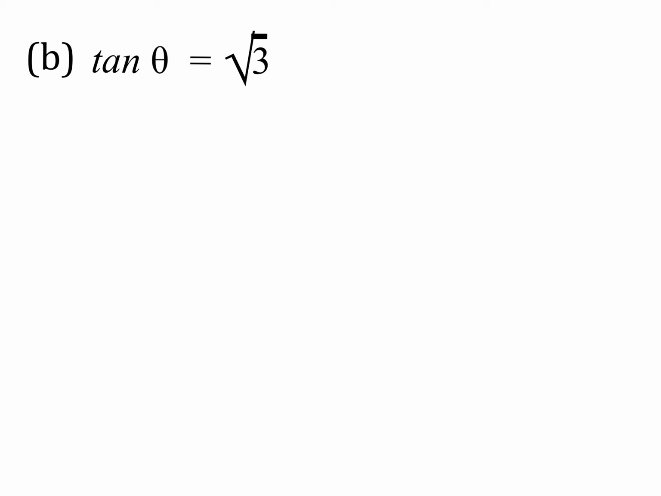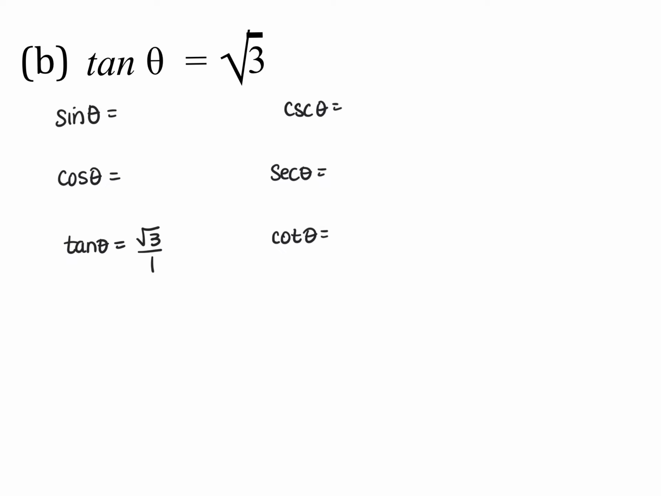Next up, let's try tangent of theta equals square root of 3. So once again, I'm going to write all 6 of my ratios down, and then we'll fill in what we know. What you're going to notice is that I initially write tangent not just as square root of 3, but as square root of 3 over 1. I do that because I want to identify what pieces of my right triangle I actually have. So square root of 3 is going to represent our opposite side, and 1 is going to represent our adjacent side.